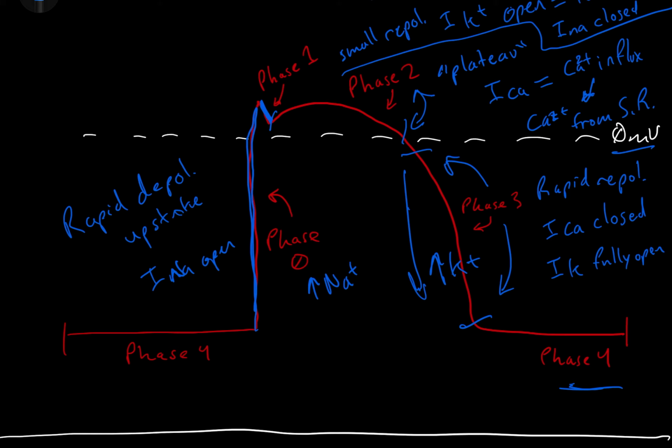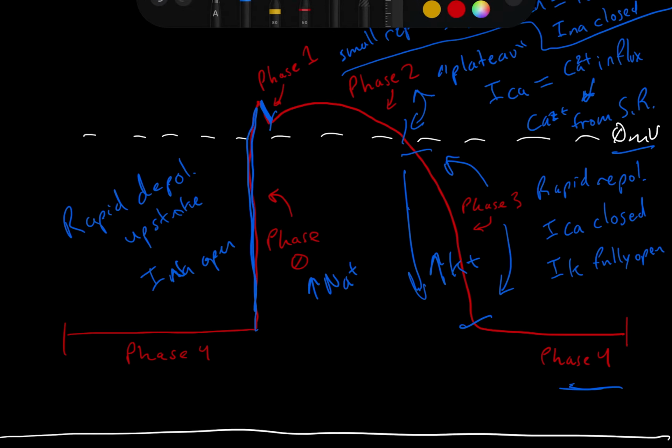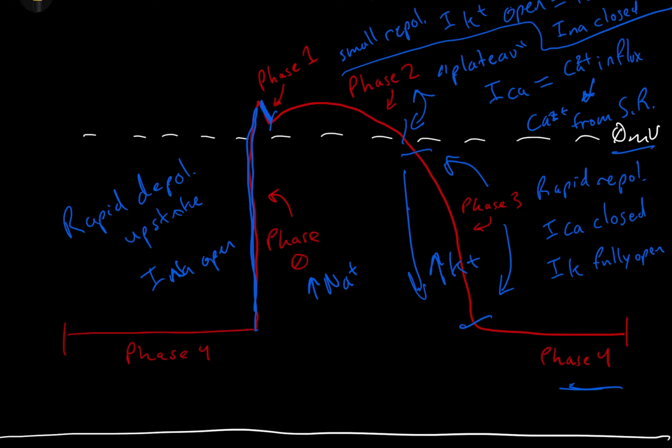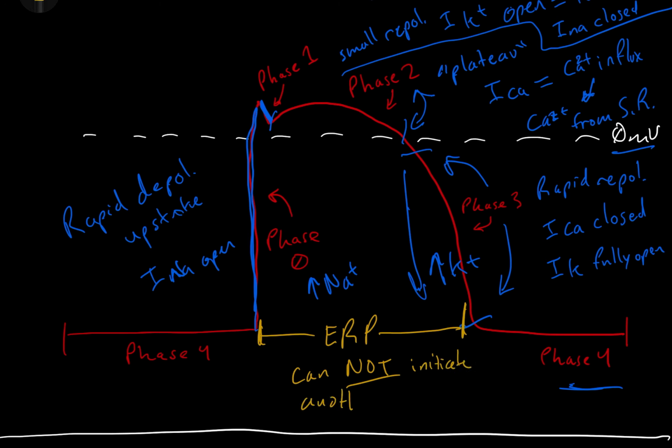So right here, let's make a different color here. Let's do yellow. So I just want to point this out. From here to about here is your effective refractory period. And so this means that you cannot initiate another action potential, AP. So you can't initiate another action potential, and that's why we have phase 3, so that we can actually initiate another action potential. And so your effective refractory period is because of that.